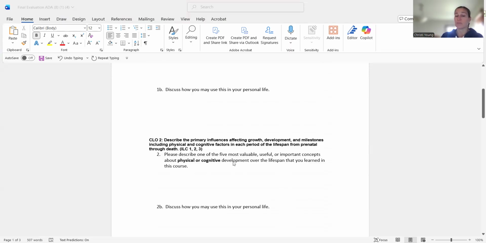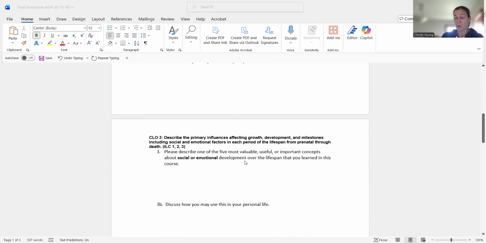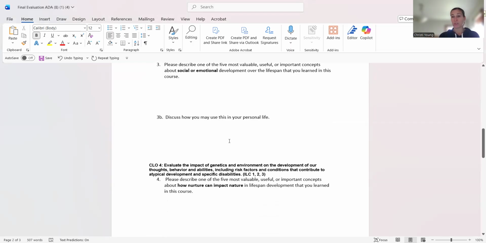I'm looking for this one to be physical and cognitive development. This one is social and emotional development. So it could be any concept, anything you learned that is in this realm. If it is not in that realm, it does not meet that CLO. Therefore, it's not the correct answer. I'm not looking for a right or wrong answer. I'm looking for a thoughtful, complete answer that responds to the prompt. As you're working through this, should you have any questions, I am a resource. Please feel free to reach out.